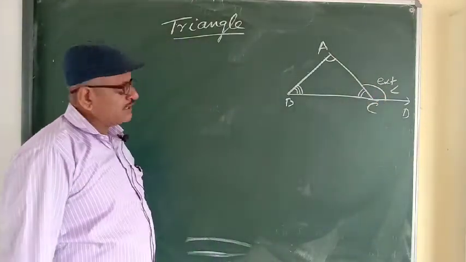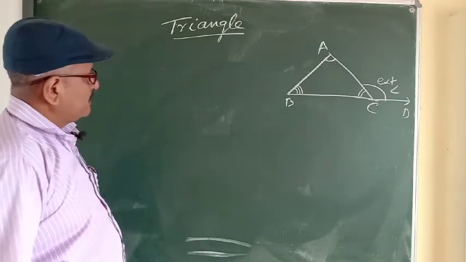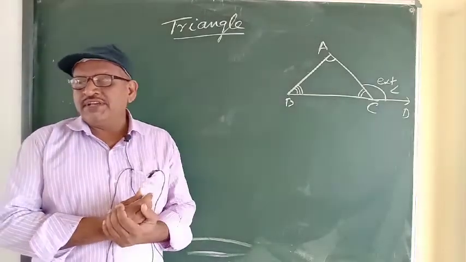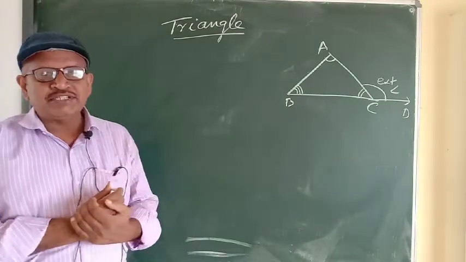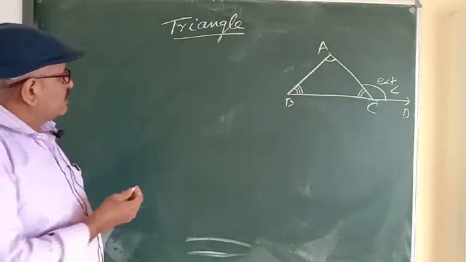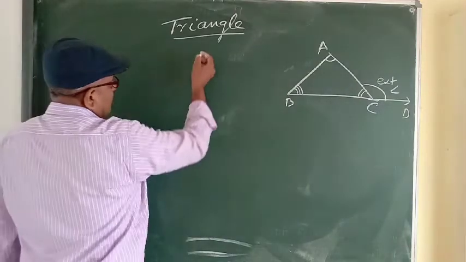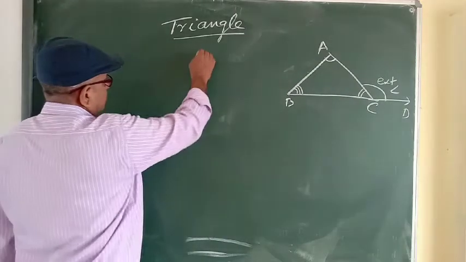So we are talking about the triangle. A triangle is a closed plane figure bounded by three line segments. Now we will see how many types of triangles there are. There are 6 types of triangle.